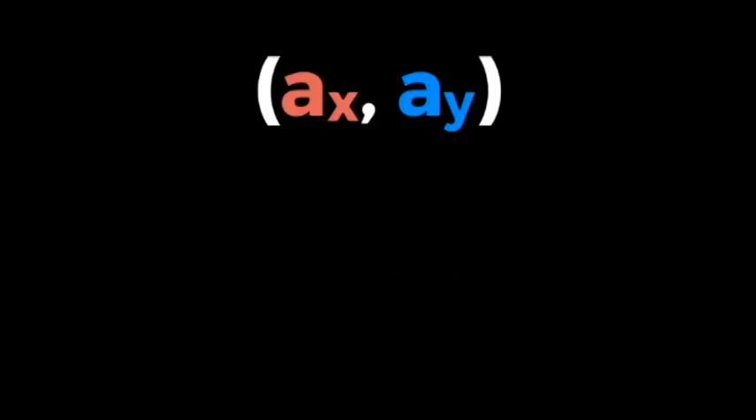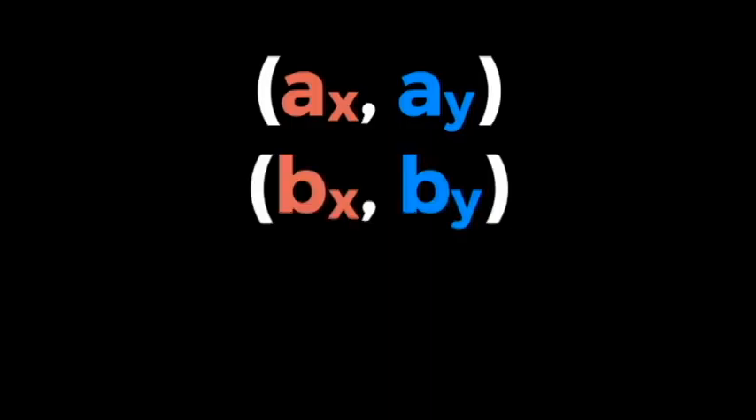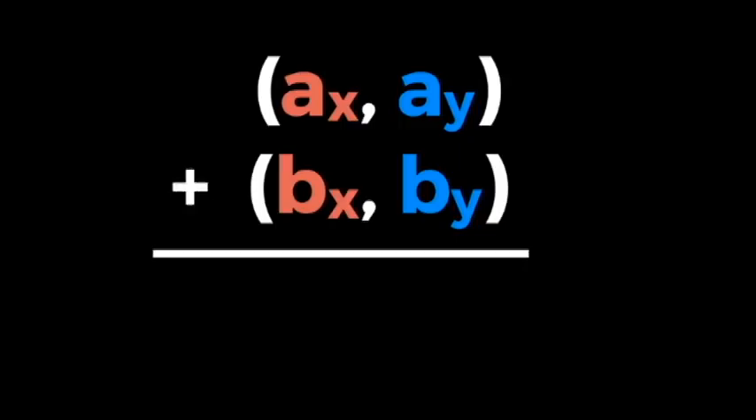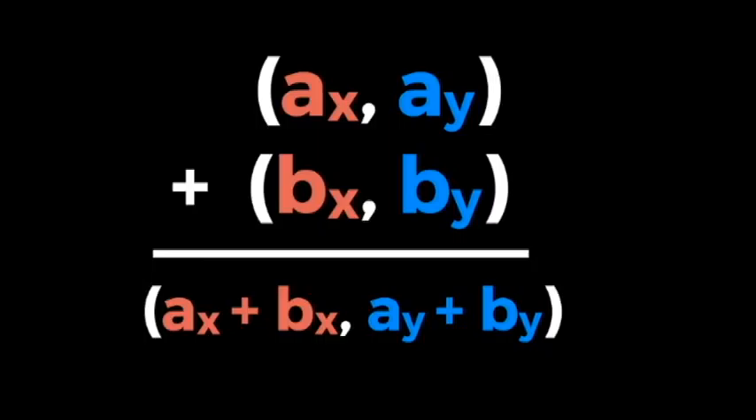Now, the addition. How do you add two vectors? Well, suppose we had a vector with components a sub x, a sub y, and another vector with components b sub x, b sub y. If you wanted to add these vectors together, all you have to do is add the x components and the y components. It's literally that easy.